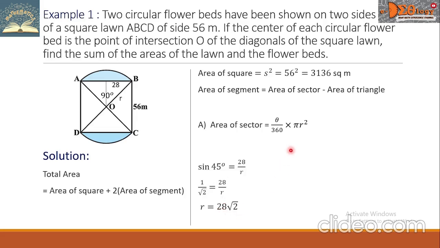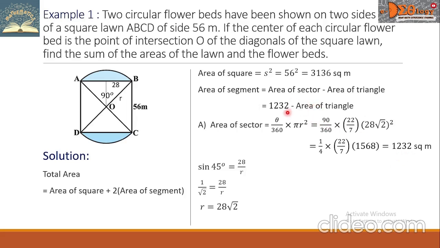So this value we can substitute now here. We have now 90 over 360 times the pi, which is 22 over 7, and the R is 28 square root of 2, that is squared. This fraction we can simplify as 1/4, and the square of 28 square root of 2 is 1568. We can use our calculator to simplify the product, and that will be 1232 square meters. We can substitute this value for the area of sector.